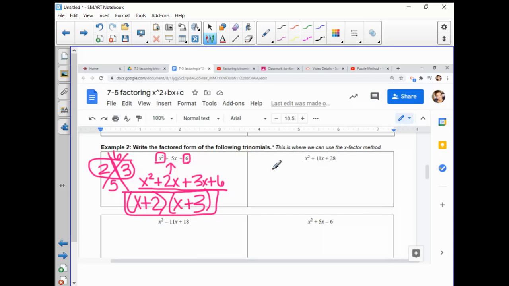So I know we don't have that much time, but we're going to do the X factor method for the one right beside it. The last term tells you your top number in your box. It's a positive 28, so I'm going to put a 28 at the top of my box, or my X. The middle term right here is 11. It's a positive 11. That's going to be the bottom number of my X. We're looking for something that multiplies to give me 28, but adds to give me 11. What'd you say?